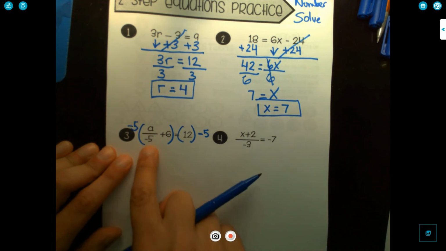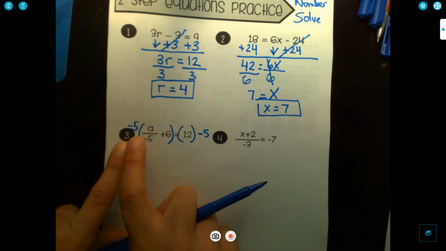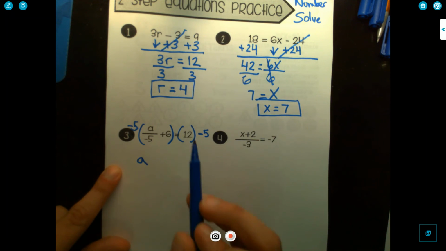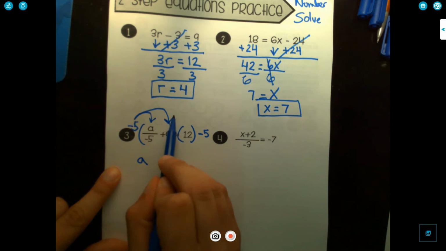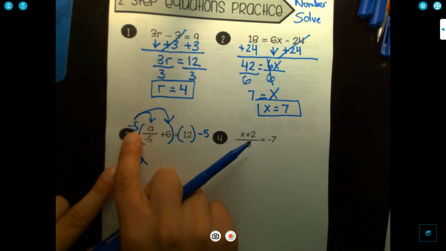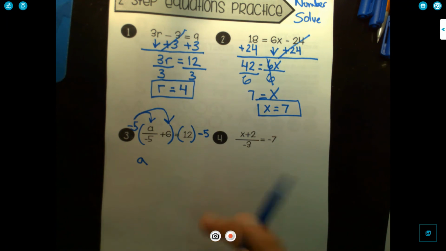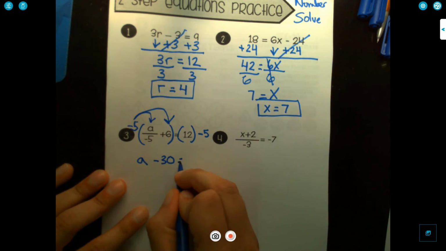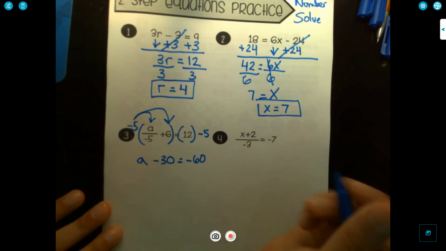All right, so -5 goes into -5 one time, and 1 times a is just a, so those cancel out essentially. But I don't want to cancel out because I have to use it for this and this, so it's kind of like distributing. And then -5 times +6, you should get -30 is equal to -5 times 12. You get -60. Don't forget your signs.